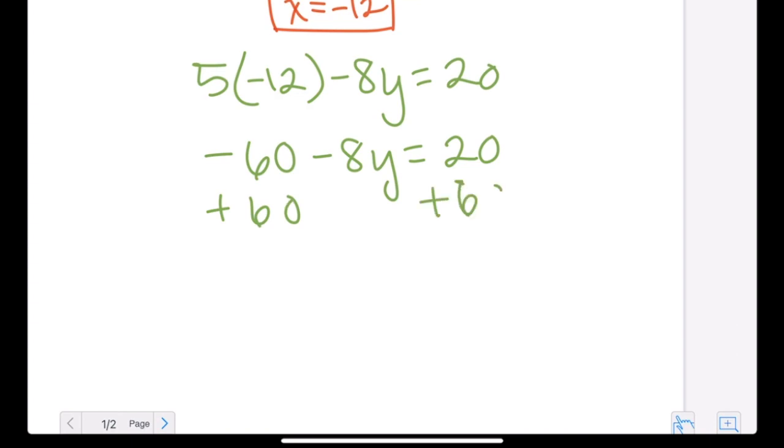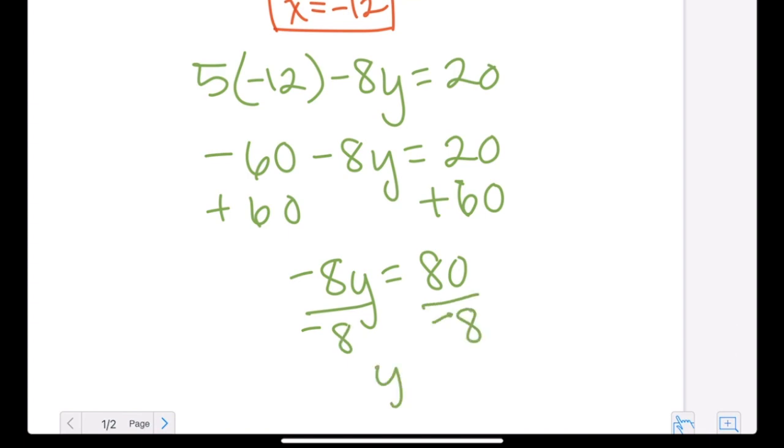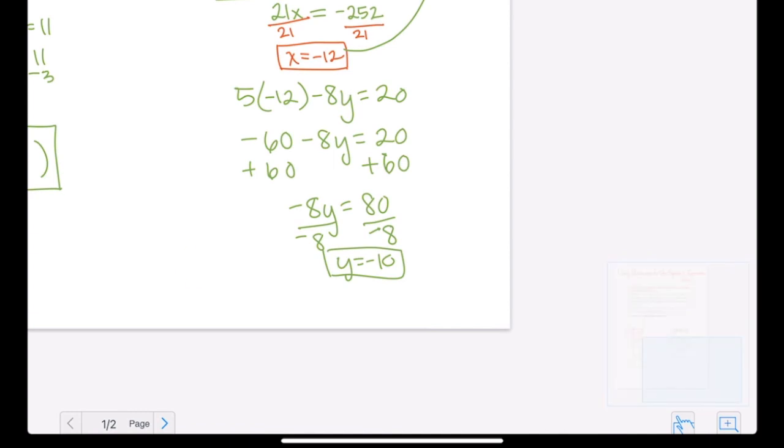Now I can add 60 to both sides and find negative 8y is equal to 80. We'll divide both sides by negative 8 and find that y is equal to negative 10. And finally, we'll write our final solution as an ordered pair, and that ordered pair is negative 12, negative 10.